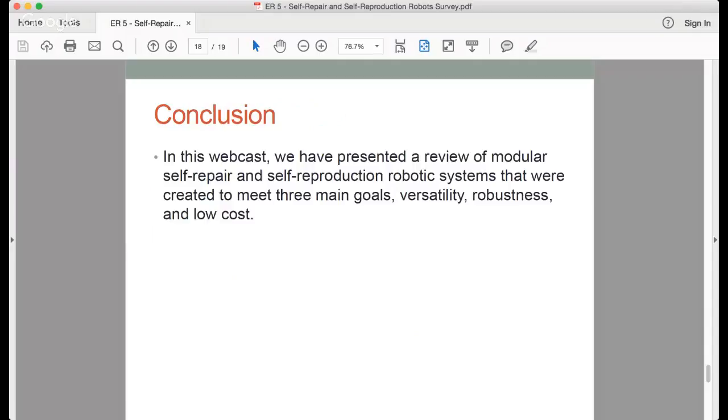In this webcast, we've presented a review of modular self-repair and self-reproduction robotic systems that were created to meet three main goals: versatility, robustness, and low cost.